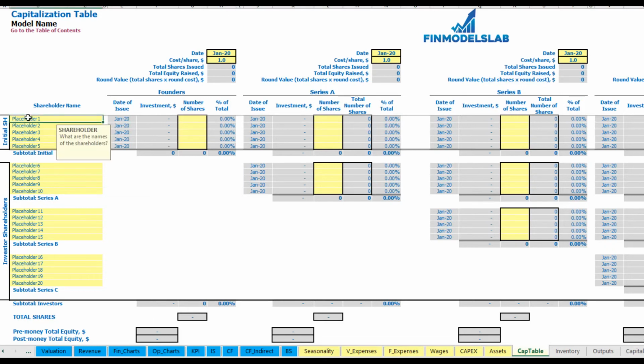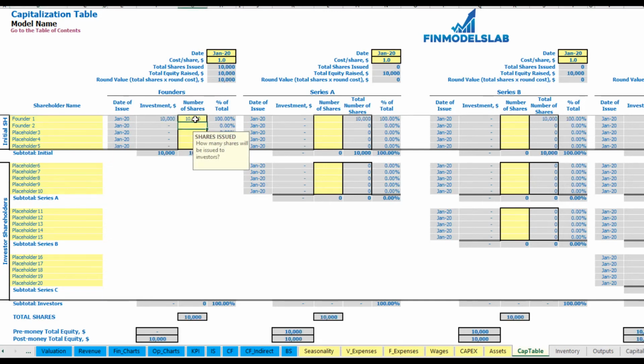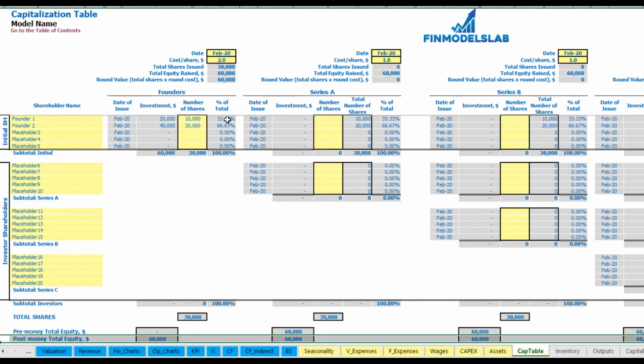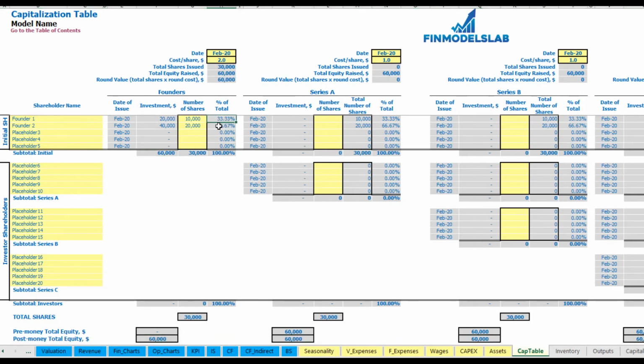Let's pretend that we have 2 founders, founder 1 and founder 2. So the total amount of shares for founder 1 can be 10,000, for founder number 2, 20,000. Let's imagine that the cost of share will be $2 and the date of founding is February. This means that the investment for founder 1 is $20,000, for founder 2 is $40,000. In total they invest $60,000, which you may see here. The dilution is 33 to 67% of shares.